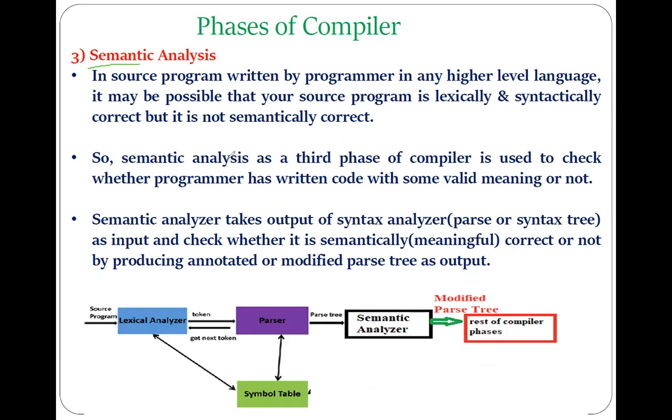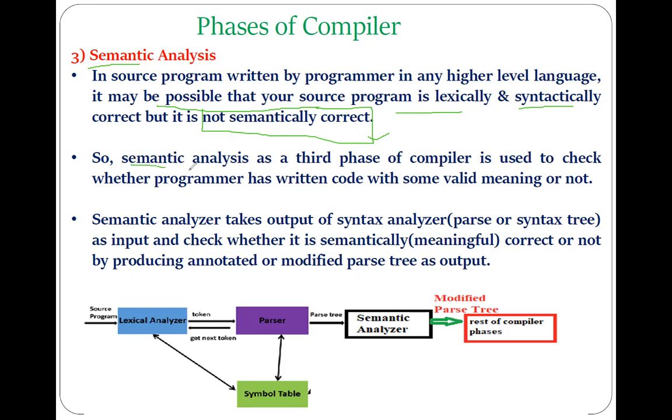Okay. Now you know the source program which is being written by the programmer. It is available in the different higher level languages. It might be possible that the source program which you have written can be lexically correct, or syntactically correct. But it may happen that your source program is not semantically correct. So what exactly do we mean by semantically correct, and what exactly do we mean by semantic analysis?